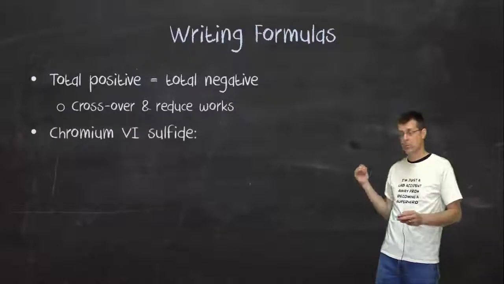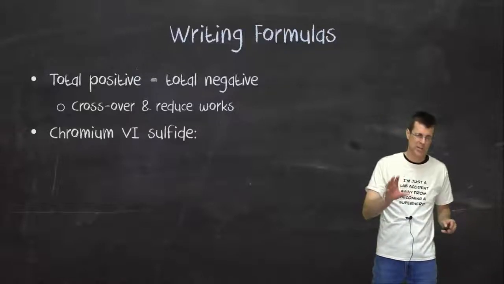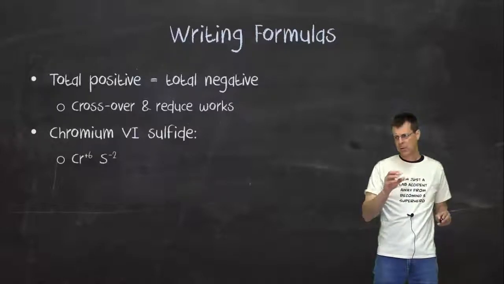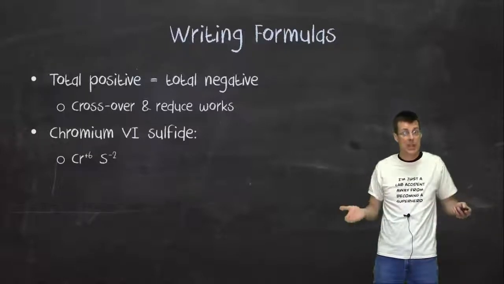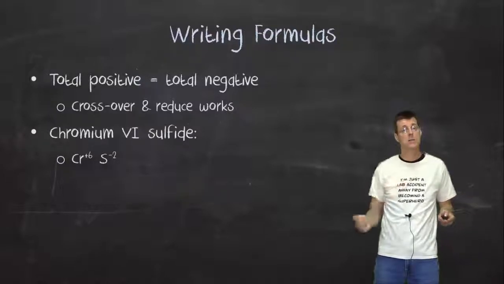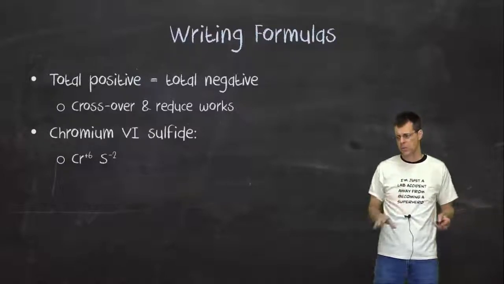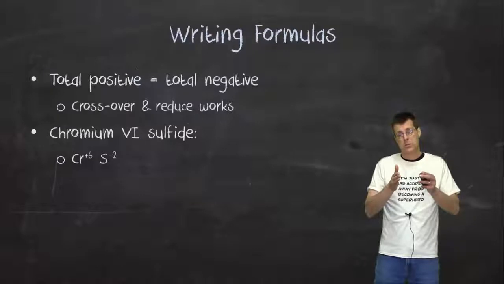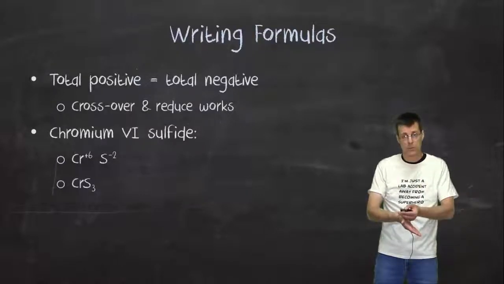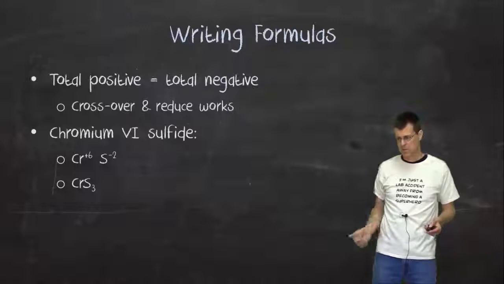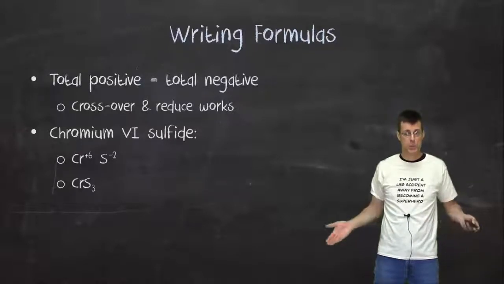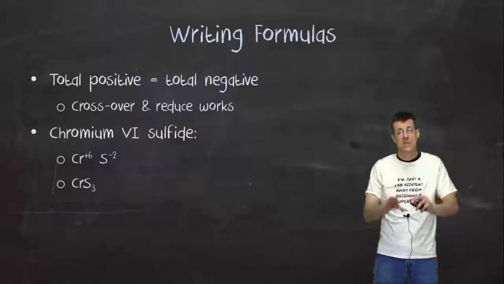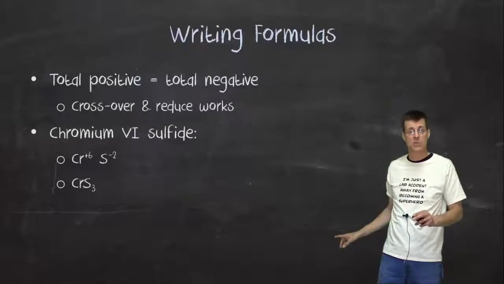If I write chromium Roman numeral 6, and no, you don't have to say Roman numeral all the time, it's just chromium 6 sulfide, I know that chromium is +6. That's what the name says. Roman numeral 6 means +6. I also know that sulfide, because it's in group 16 as a nonmetal, has a charge of -2. Do the whole crossover and reduce thing, and you get CrS3, chromium 6 sulfide. You'll notice no 6 in the formula, because the 6 is not counting anything. The 6 is telling me the charge on the chromium.